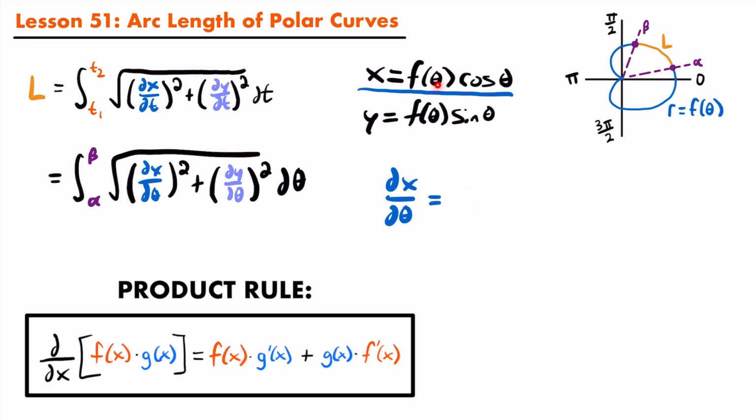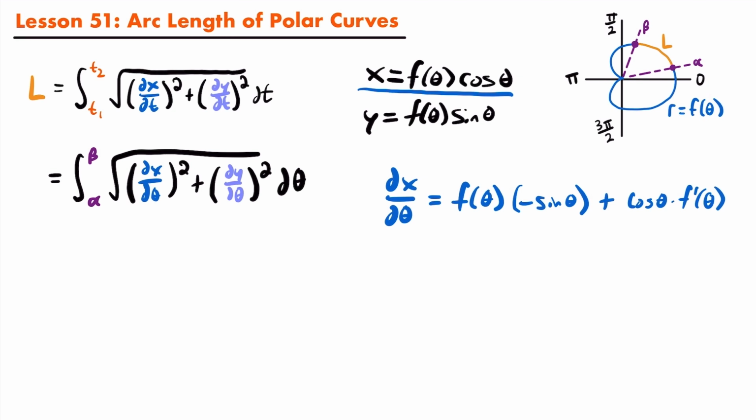We take the first function and multiply it by the derivative of the second function. So we'll have f of theta times the derivative of cosine, which is negative sine. So we'll have negative sine theta. And then we'll add that to the second function times the derivative of the first. So we'll have cosine theta times the derivative of f of theta, which is f prime of theta.